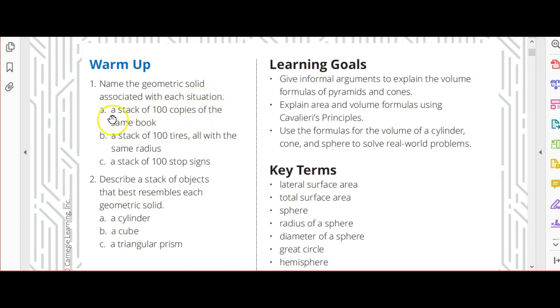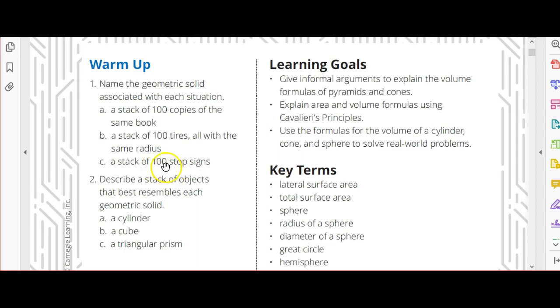A stack of 100 copies of the same book. So they're all congruent. Assuming the book is a rectangle, then we have a rectangular prism. Stack of 100 tires, all with the same radius. Assuming that the tires are circular, which I guess they always are, we would just think of them as a cylinder, right? And a stack of 100 stop signs. Well, a stop sign has 8 sides, right? So it's an octagon. So a stack of 100 stop signs would be an octagonal prism.